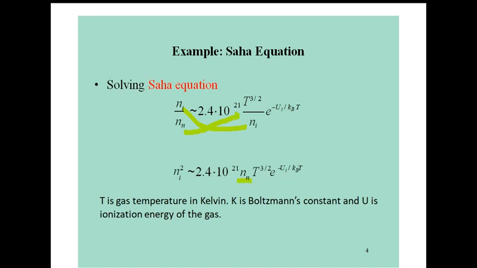So our expression becomes Ni^2 nearly equal to 2.4 × 10^21 T^(3/2) e^(-Ui/kBT), where T is the gas temperature in Kelvin, k is the Boltzmann constant, and Ui is the ionization energy of the gas, where Ni is simply the density of ions, and Nn means the density of neutral atoms, what we are talking about here.